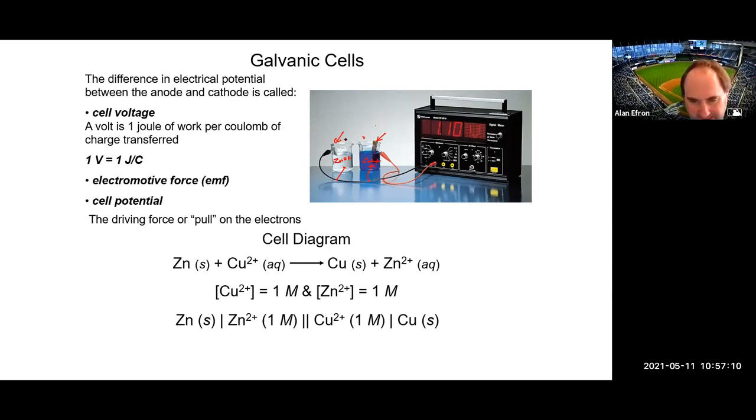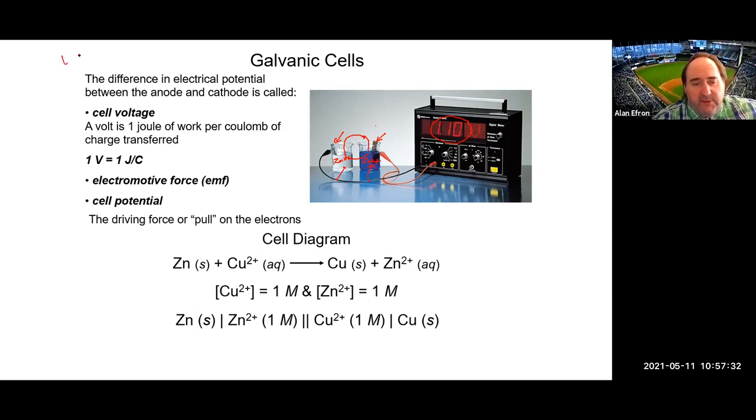Hard to see here, but there actually is a salt bridge right there, connecting the two tubes. Obviously, you hook it to some leads to a voltage meter, you get some positive voltage happening. So when we talk about cell voltage, a voltage is 1 joule of work per coulomb of charge.